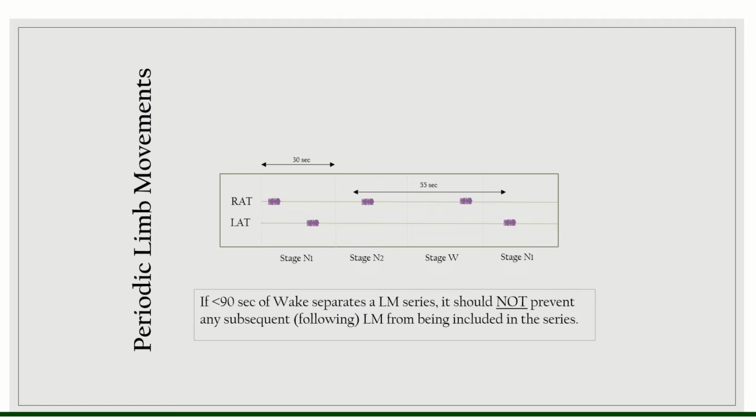And then also, we can have more than 4 limb movements in a series. It's just saying that our minimum number to have a series of leg movements is 4. We can have 10, we can have 18, we can have however many.